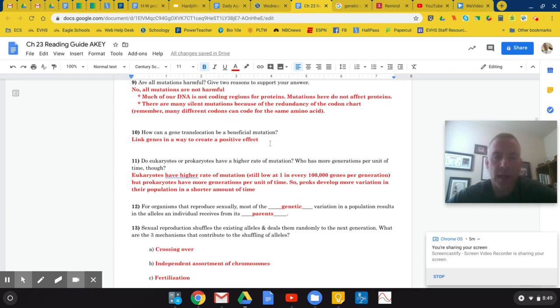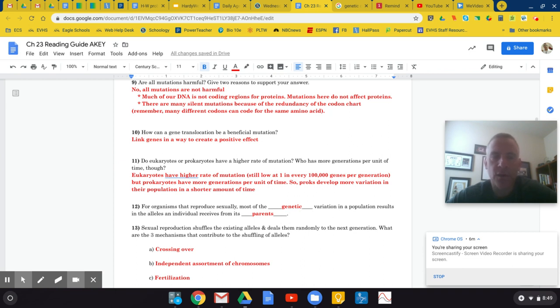Number 10, how can a gene translocation? A gene translocation, we haven't learned that term, and I'll actually add to this later to give you a little more understanding. But a gene translocation is on a chromosome where a piece of a chromosome, through the process of replication, actually gets put onto the wrong chromosome.